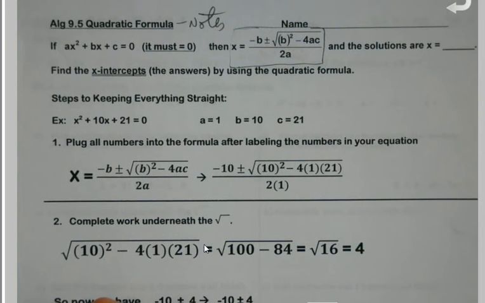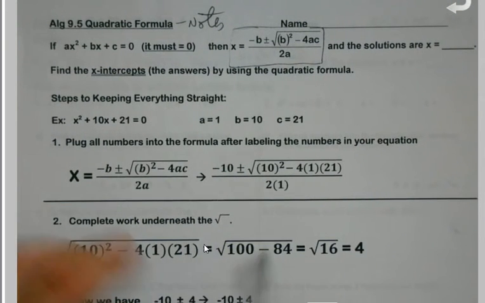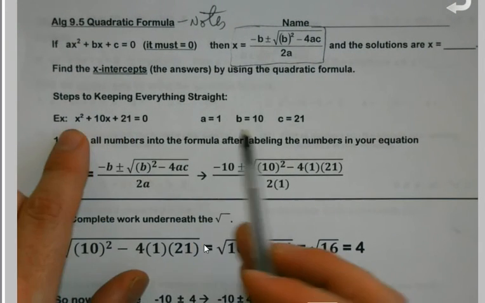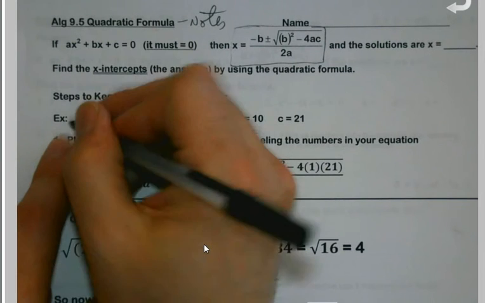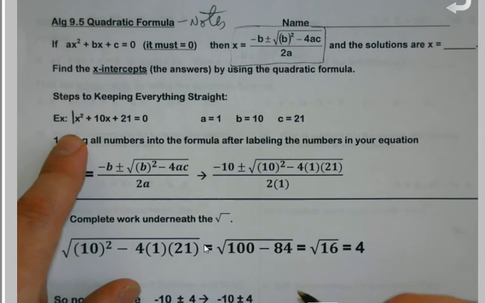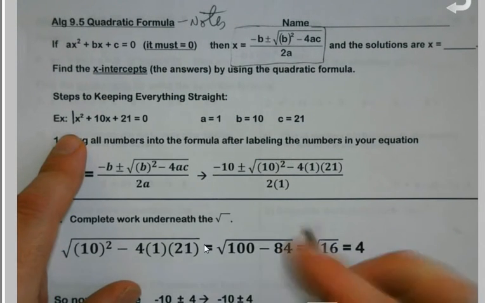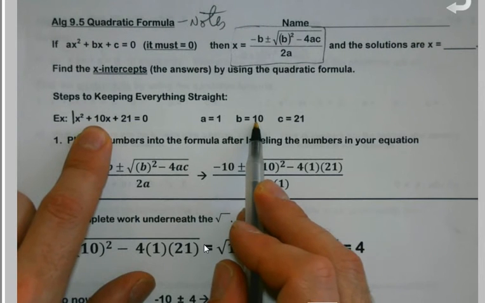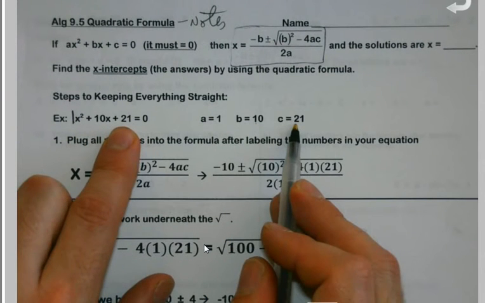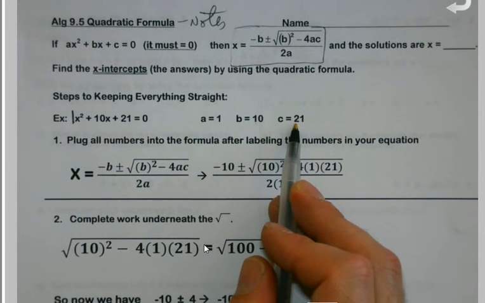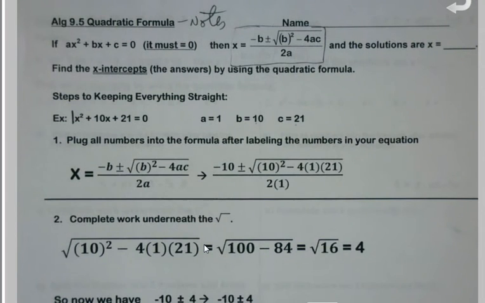x-intercepts for me. So, just like it was with the discriminant, I'm still going to get my a value from whatever's in front of x squared. And if I don't see a number, I'll just use a 1. Whatever number's in front of x will be my b. Whatever value's at the end is going to be my c. They'll stick an equal 0 at the end. We're not going to worry about that. And we're going to plug all the numbers into the formula.